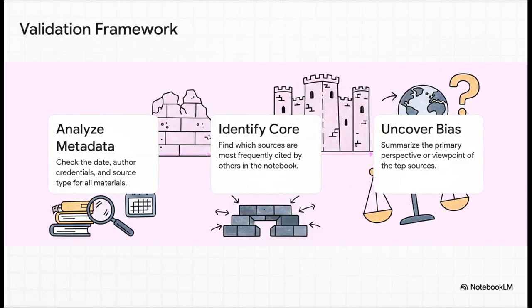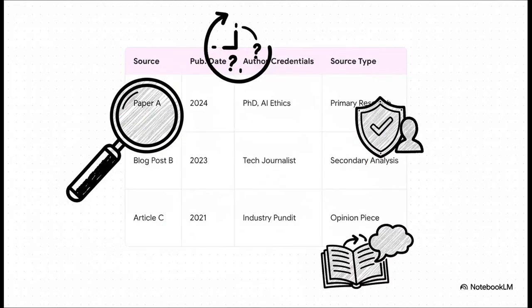Okay, so you've got your sources. Now for the step that, let's be honest, almost everyone skips: validation. You wouldn't build a house on a shaky foundation, right? Well, this is how you avoid that classic garbage in, garbage out problem that just plagues so much AI-assisted research. This simple 5-minute framework ensures your source base is solid, current, and balanced. Don't skip it.